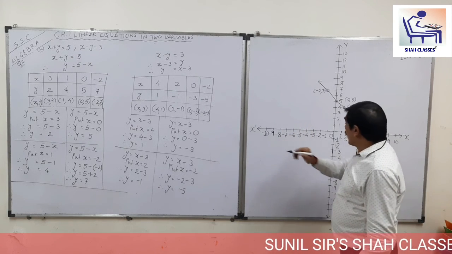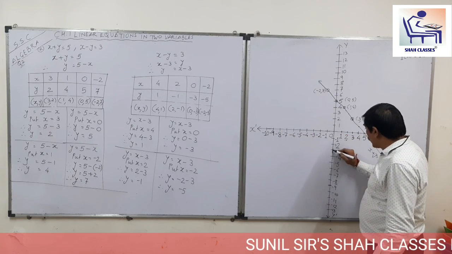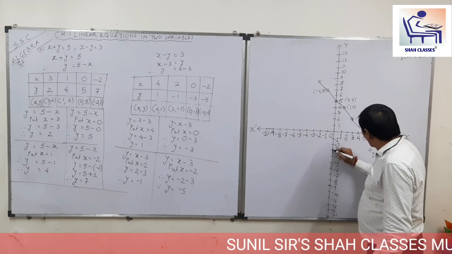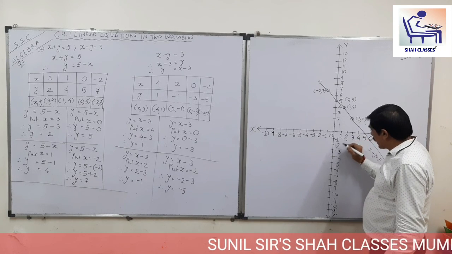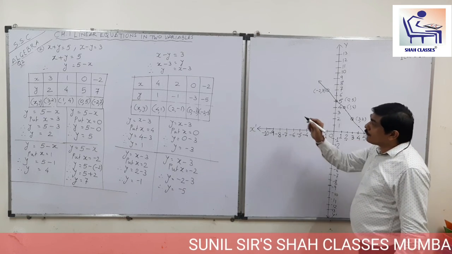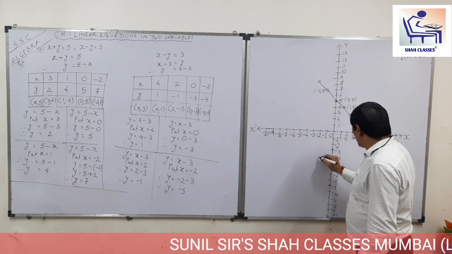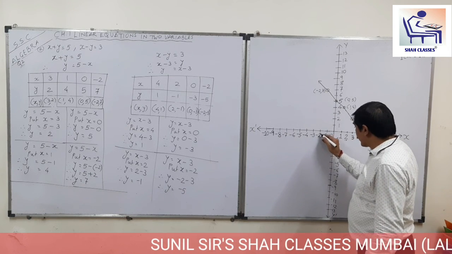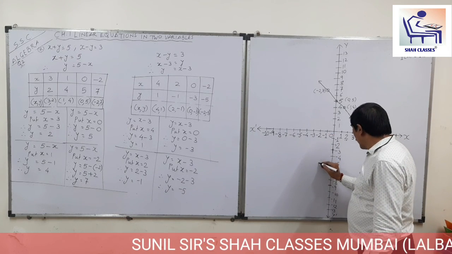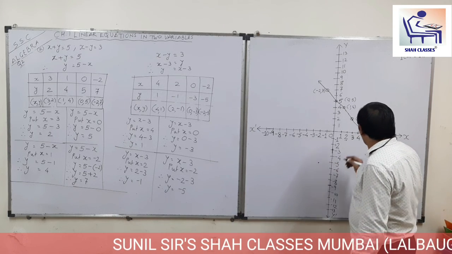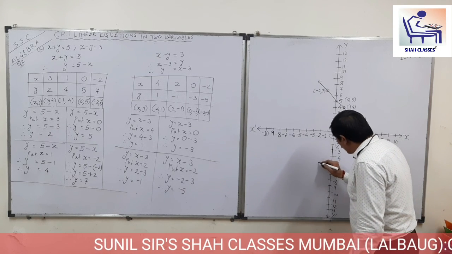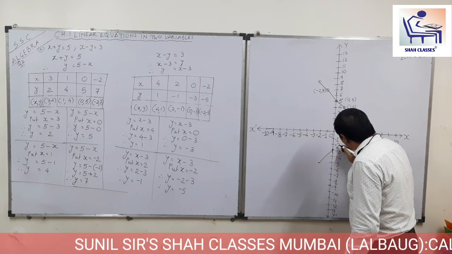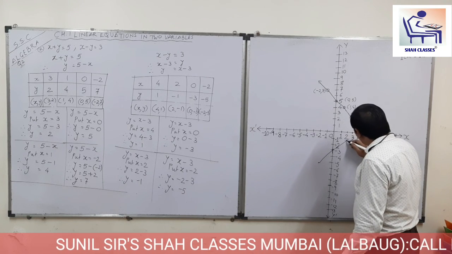Now 0 minus 3. This is your third point. This is your first, second, third. And now the fourth point is minus 2 minus 5. On the x-axis minus 2 and on the y-axis minus 5. We will just join all these 4 points, and after that we will give the naming.